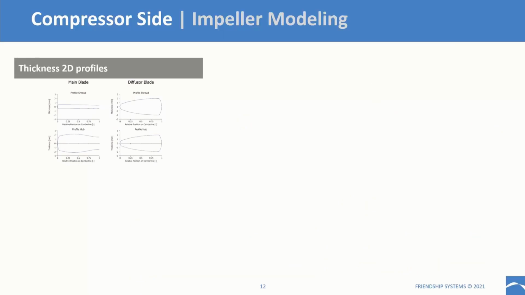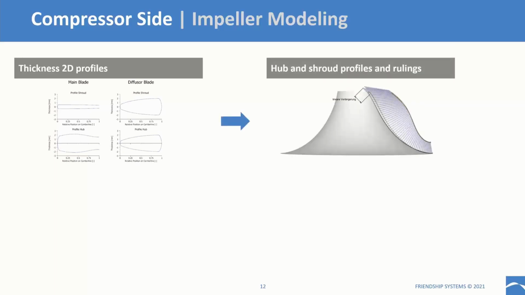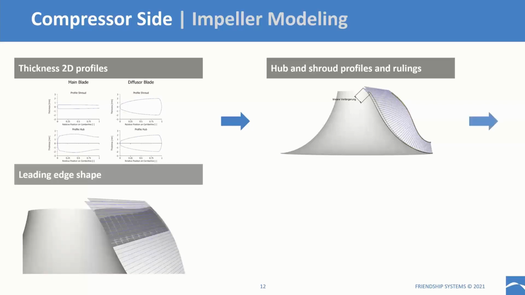As a next step, we specify the thickness of the profiles at the hub and at the shroud, and then we can apply this thickness to the two camber lines we had defined before. Then we connect these two profiles at hub and shroud with these so-called rulings, which are intended to guarantee the flank millability, if that's a word, of the blade.